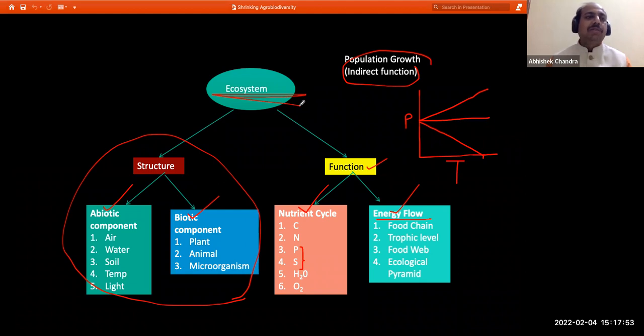The biggest ecosystem is considered the biosphere. And the biosphere, on this basis, is divided into two parts: terrestrial and aquatic. The land is the terrestrial ecosystem, and where there is water, that is the aquatic ecosystem.